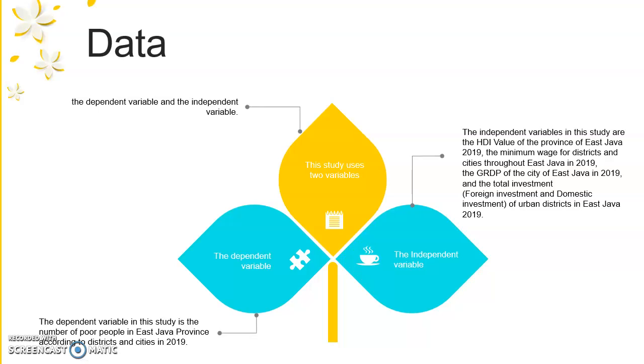This study used two kinds of variables, the dependent variable and the independent variables. The dependent variable in this study is the number of poor people in East Java province according to district and cities in 2019. The independent variables in this study are the Human Development Index value of the province of East Java 2019, the minimum wage for districts and cities throughout East Java in 2019, the GRDP of the cities of East Java in 2019, and the total investment, foreign investment and domestic investment of the urban districts in East Java 2019.